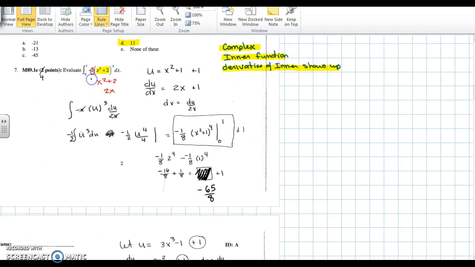Notice x is already there, so that's pretty close and could cancel out. So that's how we know to set up u substitution. U is x squared plus 2. du dx is 2x, and so when we solve for dx, we have du over 2x.